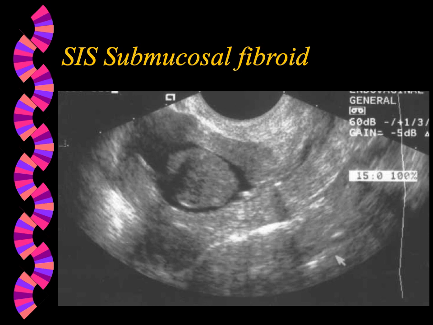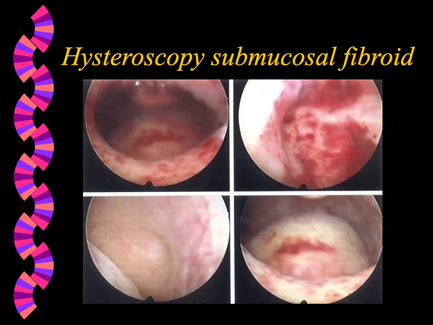So we managed this with a hysteroscopy, and in the bottom right corner, you can see the fibroid, and this was easily resected, and she had no further problems with intermenstrual bleeding and was very happy.